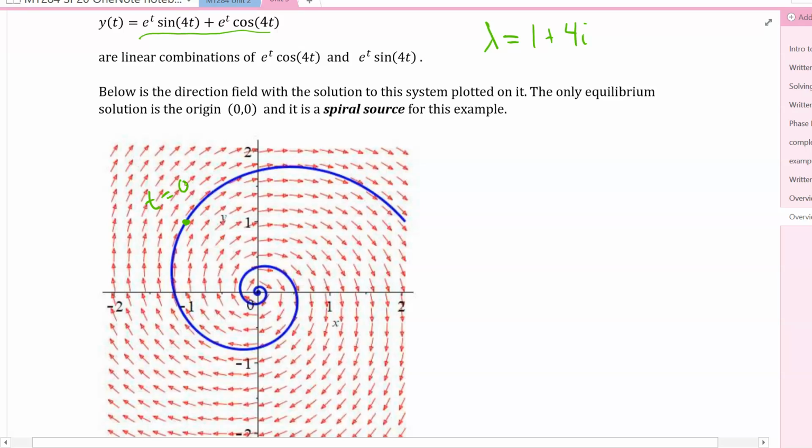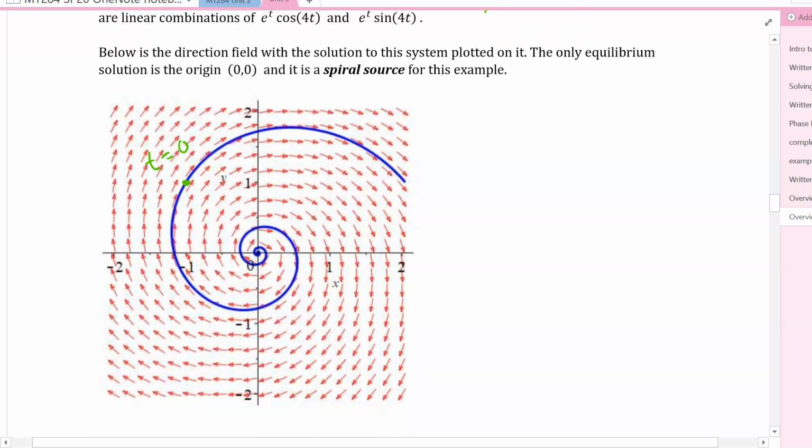The origin for this system is, again, the only equilibrium solution. But this is a spiral source. The graph goes away from the origin, away from the equilibrium solution, as t goes to infinity. So we can see it's actually going to go out kind of to the right, going clockwise, as t goes to infinity. If we went backwards in time, we would go to 0. All right, so let's just write that out.